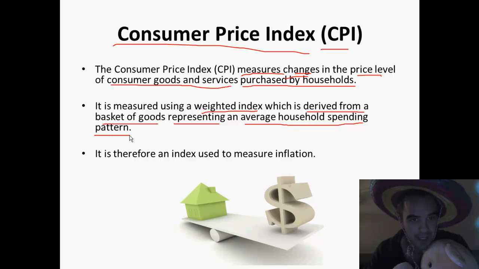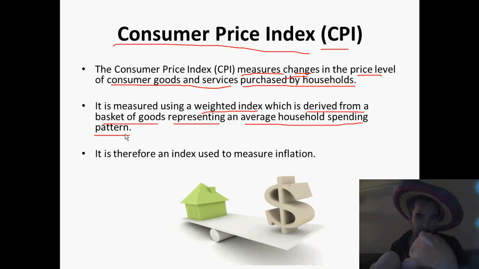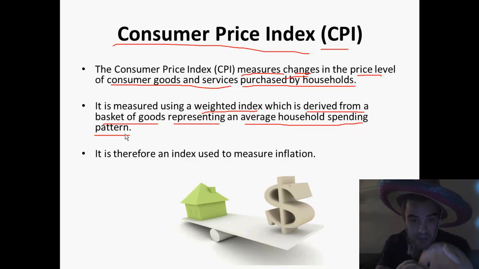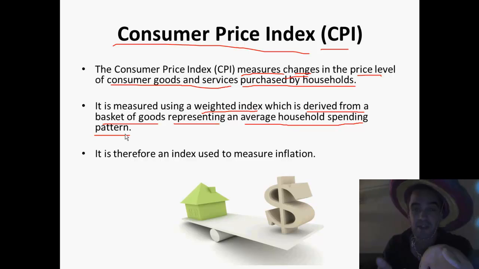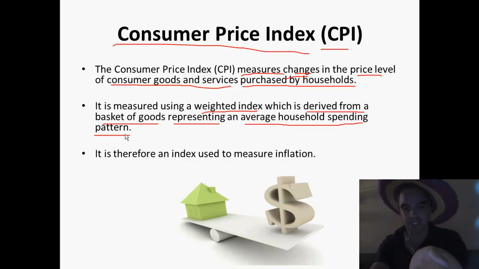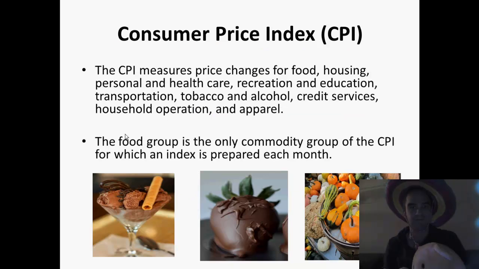So essentially the people who make the CPI go to roughly 15 locations in New Zealand, the same basket of goods that represent an average household spending pattern, and then they weight it on this index. So the CPI is therefore an index used to measure inflation. Alrighty, the CPI measures price changes for all of these goods and services.